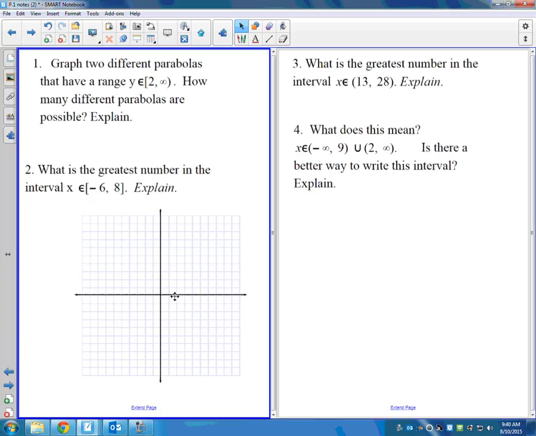Anyone else have any other thoughts on that? Anybody think of it as disagree with that? Like the bracket? If you graph that, 8 would be the highest number that you included where you shaded, right? I agree with that. So, what about number 3 then?